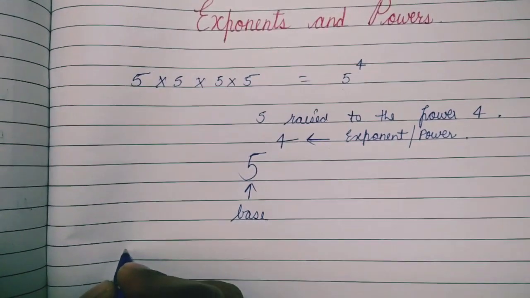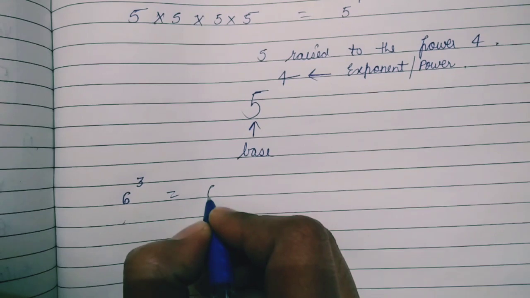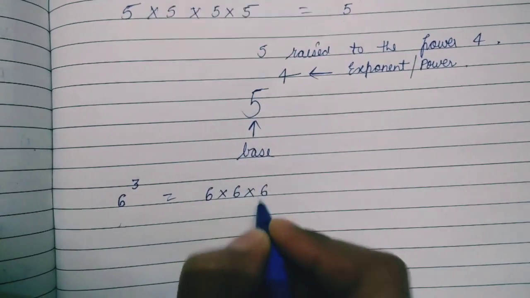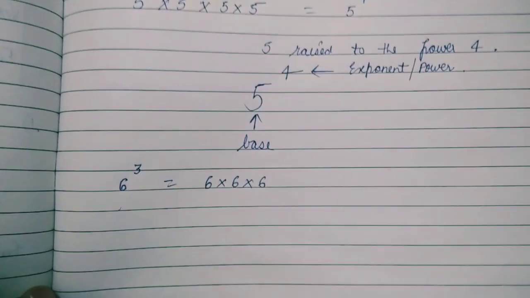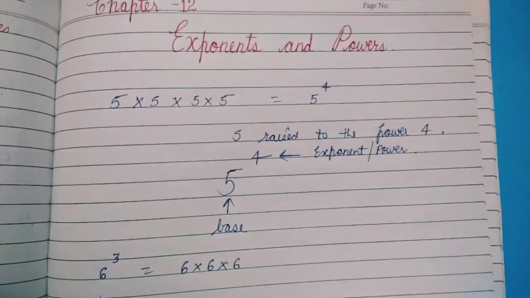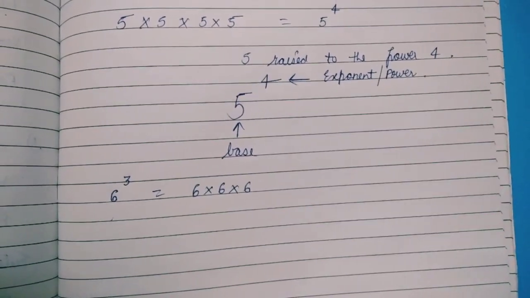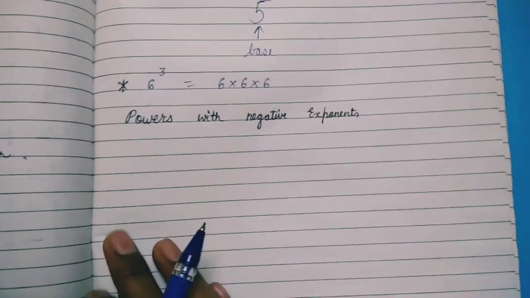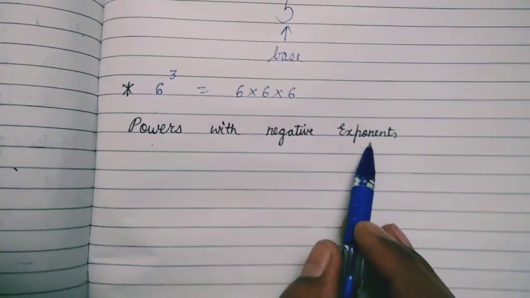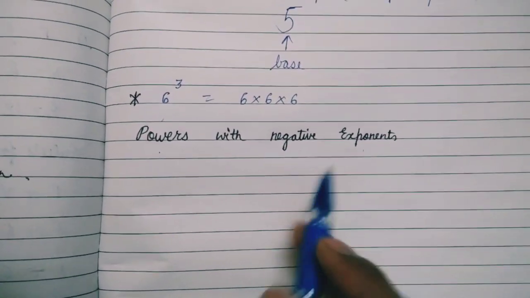One more example we can see. If we have 6 to the power 3, it means 6 is multiplying by itself how many times? 3 times. So this is the expanded form of the power value. Till here we studied in class 7th. Now what is the new topic in this chapter? The very new topic of this chapter is powers with negative exponents, which means those whose power is negative.